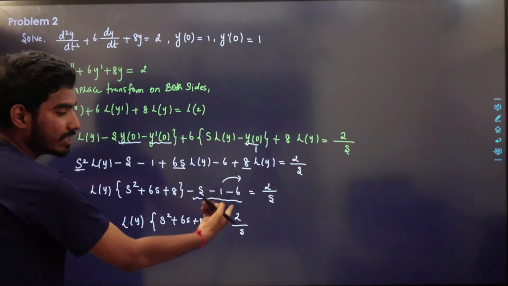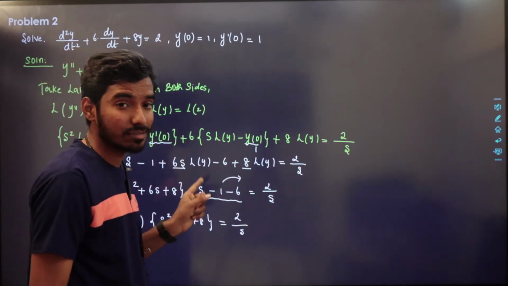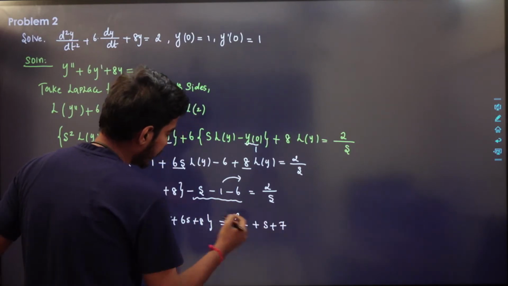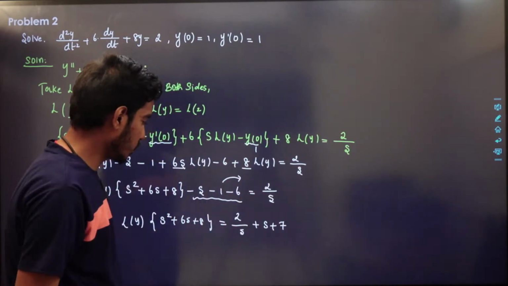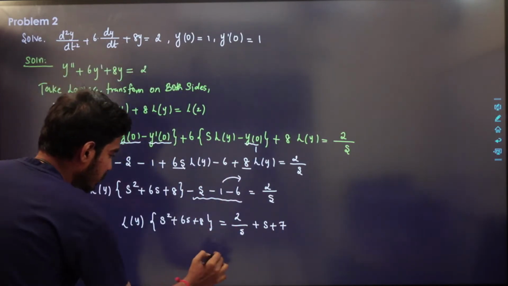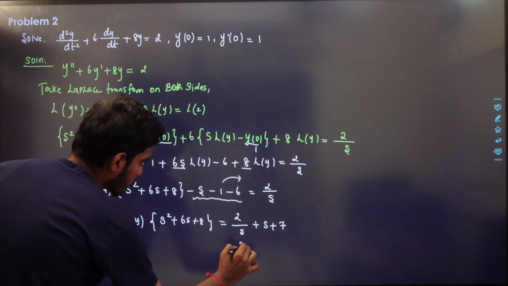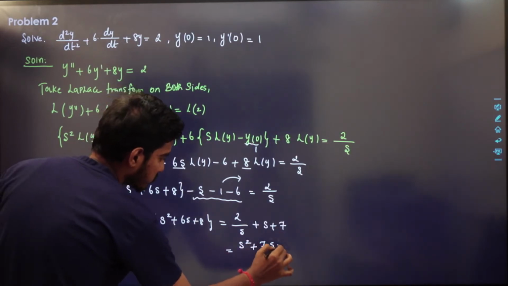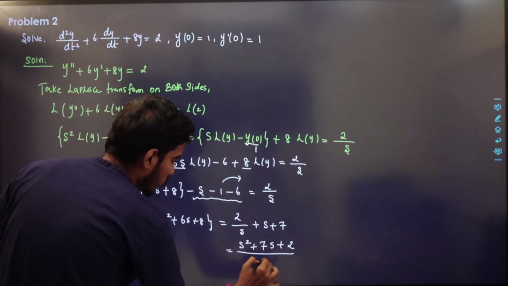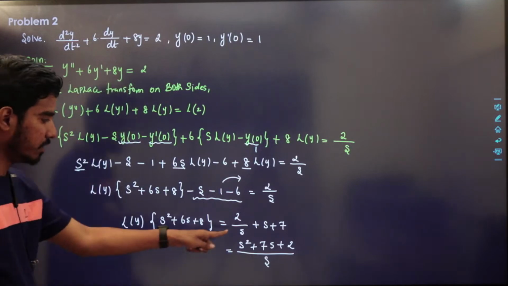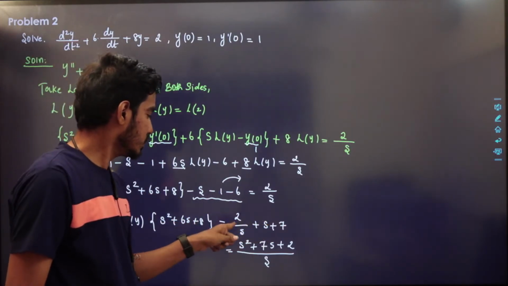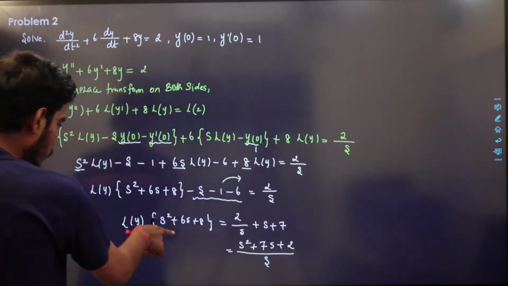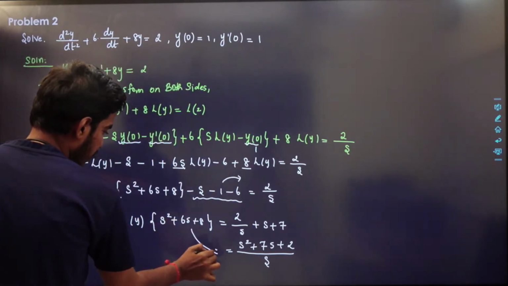So it will be minus s minus 7, so it will be plus s plus 7, right? Okay. Now cross multiply this. So we will have (s square plus 7s plus 2) whole divided by s, right? Now you need to bring this term to this denominator.